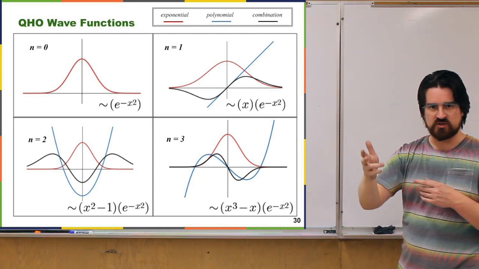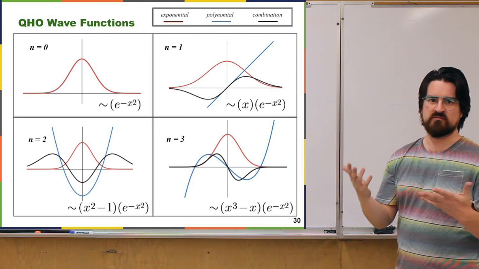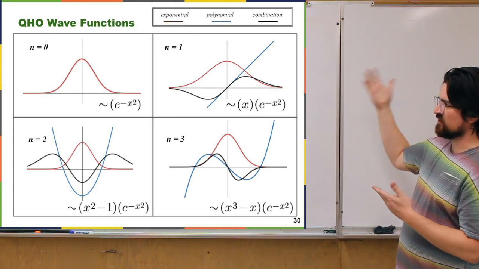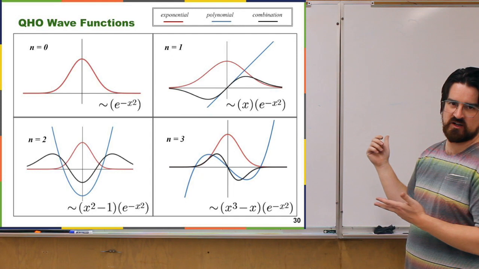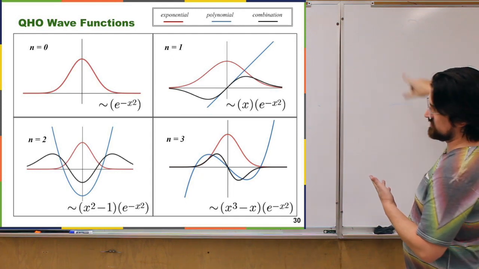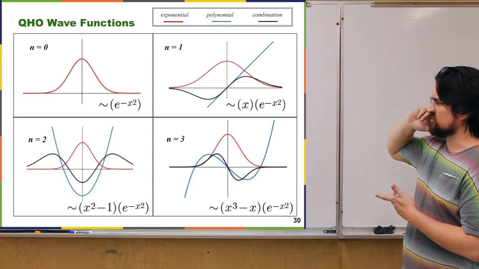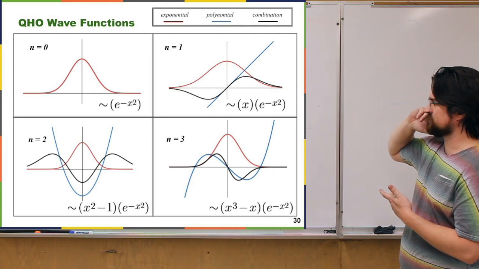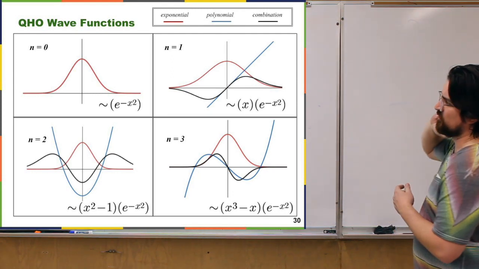Remember, the first Hermite polynomial was just 1. So when n is equal to 0, the wave function just acts like e to the minus x squared. And that function is like a bump. Something along the lines of a Gaussian function, what you call a Gaussian. But it's basically just this bump around 0.